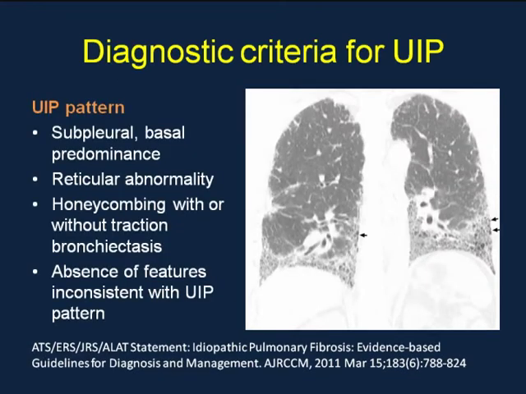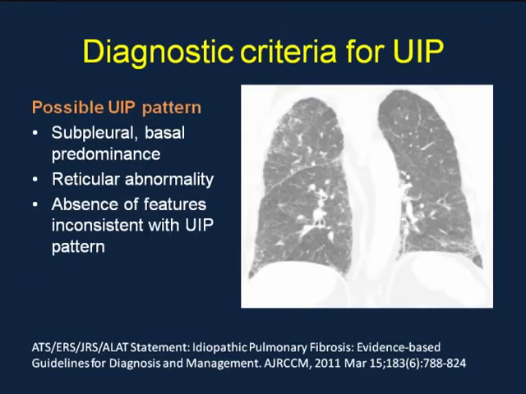The diagnostic criteria for UIP have really changed very little over the years. It requires a subpleural and basal predominance with reticular abnormality and honeycombing with or without traction bronchiectasis. And you have an absence of features inconsistent with the UIP pattern. And we'll go through what those features are. We routinely use coronal images, but I find them particularly helpful for identifying the distribution of disease, and also somehow it's often easier to see the honeycombing on the coronal images compared to axial images. So this is a typical UIP pattern. This patient has UIP and usually would not require a lung biopsy.